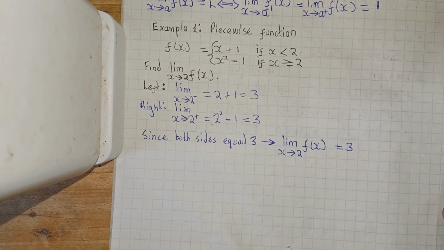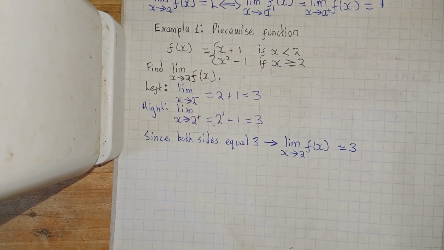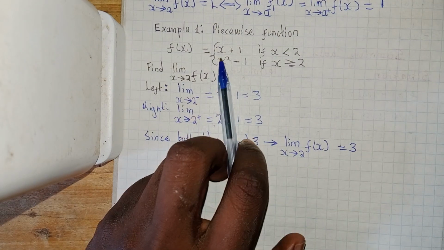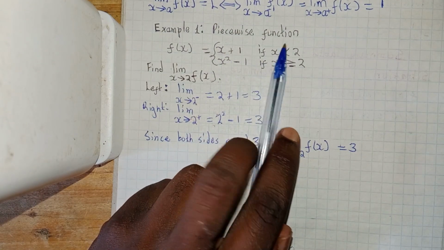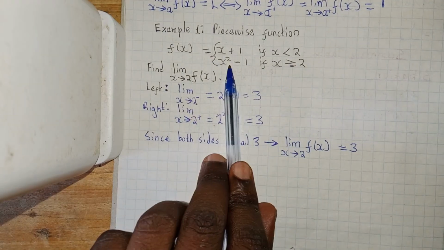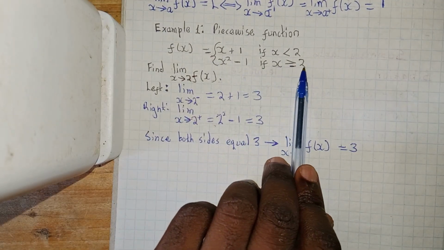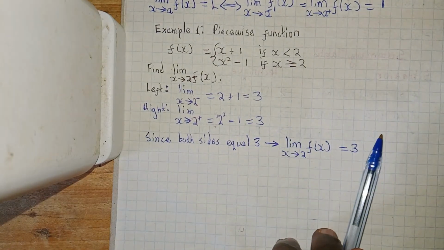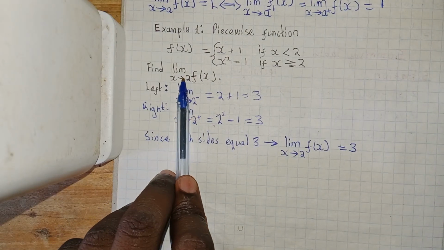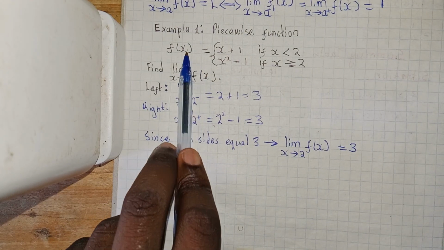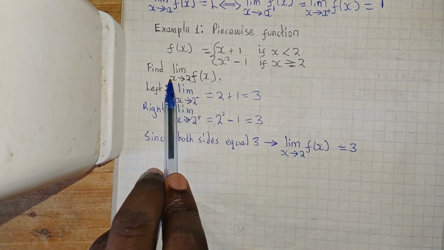Okay, we've got example 1, a piecewise function. The function f of x is equal to x plus 1 if x is less than 2, and x squared minus 1 if x is greater than or equal to 2. Find the limit of this function f of x as x approaches 2.